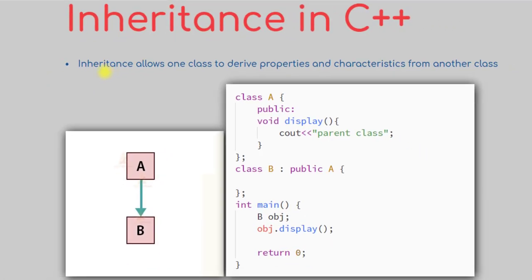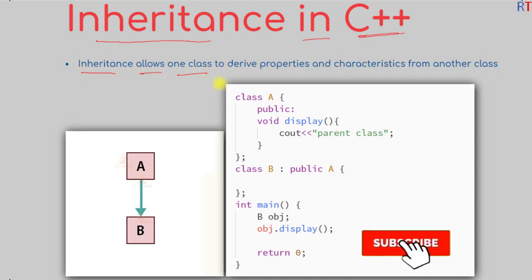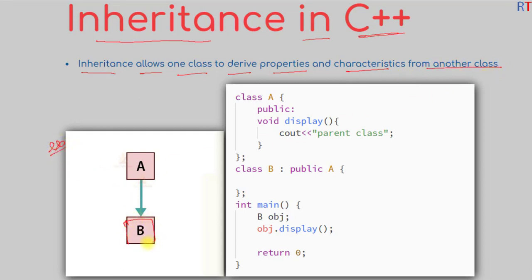Hey, what's up guys, in this video we're going to talk about inheritance in C++ programming. Inheritance allows one class to derive properties and characteristics from another class. Like in the example here, class B is deriving the property from class A through the use of inheritance. Here class A is called the base class and class B is called the derived class.